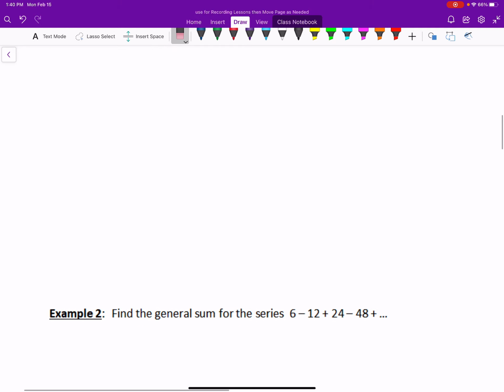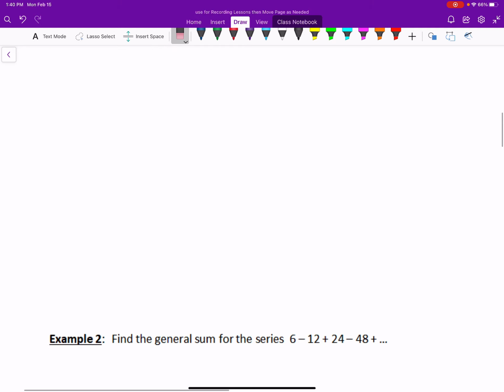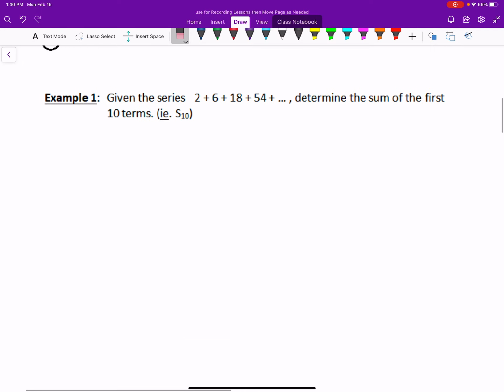So let's see. I think there's only a couple examples, a fairly short lesson this time, what we can do with it. Given the series, 2 plus 6 plus 18 plus 54, etc., determine the sum of the first 10 terms. So sum, again, means series. And the fact that we're going up by a multiple of 3, multiple of 3, multiple of 3 each time definitely makes a geometric series.